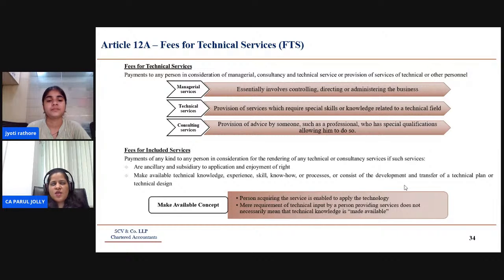Make available is when I provide a service to somebody, and later, suppose I give a training or a technology developed by me, which he can use, and he can provide similar services in future to the clients without coming back to me. That is called make available. So this concept is there in the India-UK, US, and Singapore treaties, wherein one can resort to the treaty definition, and that's how there is a restriction as to the taxability of that income as per the treaty provisions.